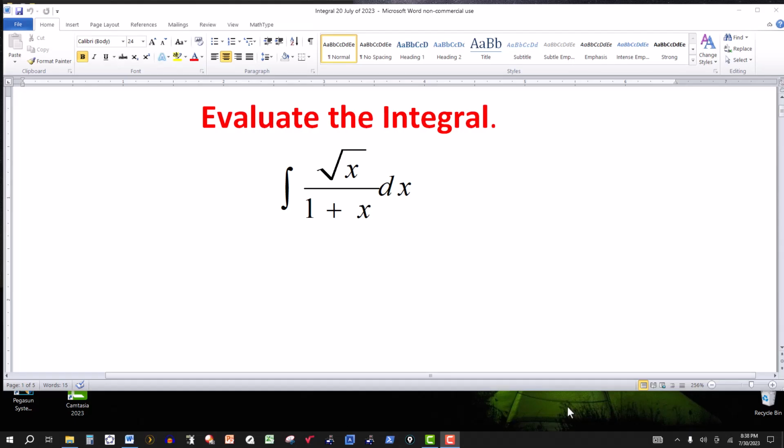In this video, we have the integral of the square root of x over 1 plus x. If you want to give this a try, go ahead, pause the video, and I'll be right back.